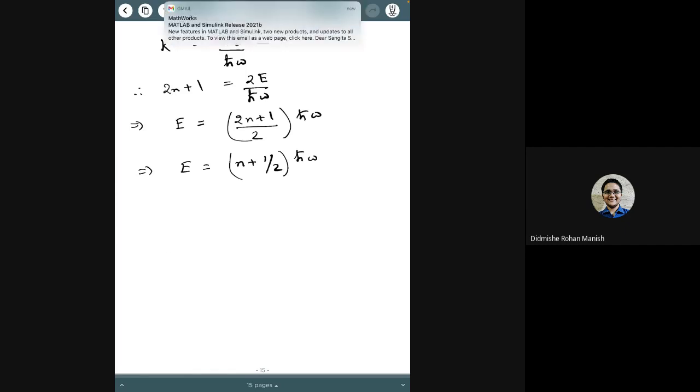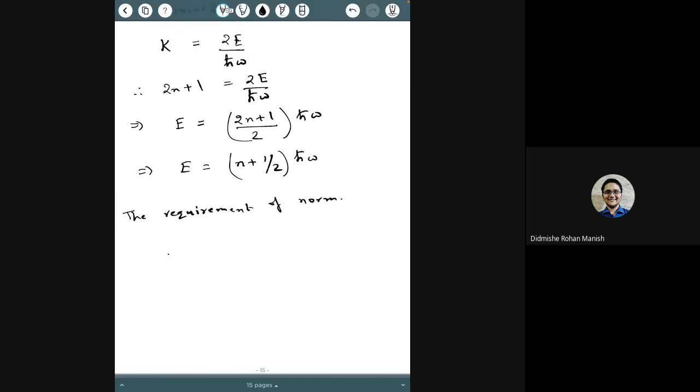So what happened here is that the requirement of normalizability quantized the energy of the system. So only when the energy of the system is of the form n plus half h cross omega, we can get normalizable solutions for psi.